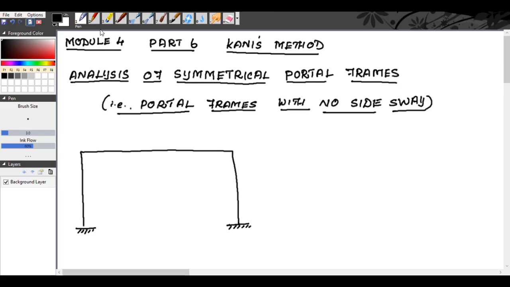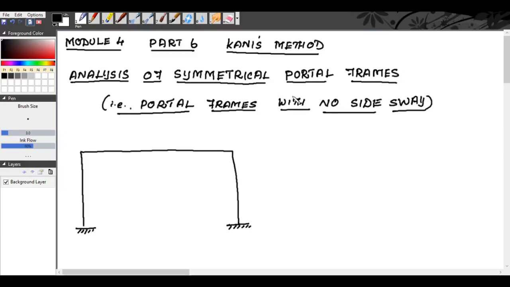Welcome everybody once again. So we are in our fourth module. We are studying Kani's method. So in today's class, let us see the analysis of symmetric portal frames, that is portal frames with no side sway.